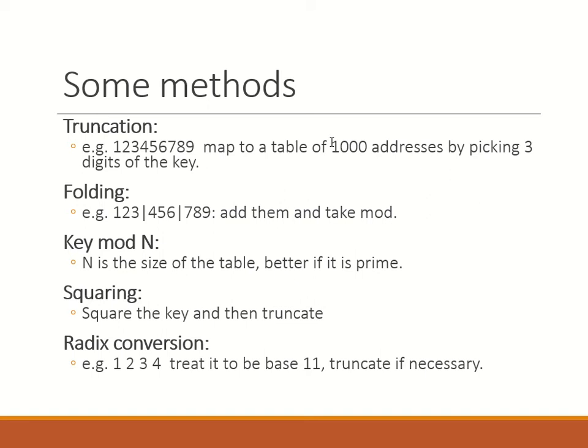The next one is squaring, where you take the square of the key, then truncate it according to your convenience, find an index, then map it to that particular index. Then radix conversion, where initially the numerical value is of base 10, a decimal number. You have already learned this in your logic systems. So base 10 you convert into another base, it can be base 11 or whatever it is. You get another value, then you truncate if necessary. So these are some methods that can be used for hashing where the key values are numerical values.